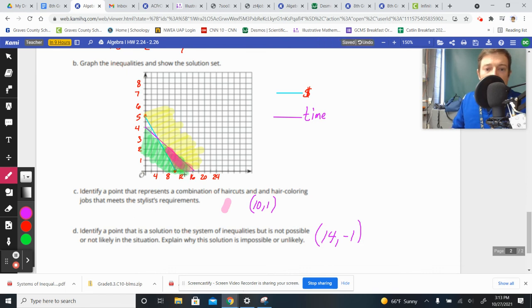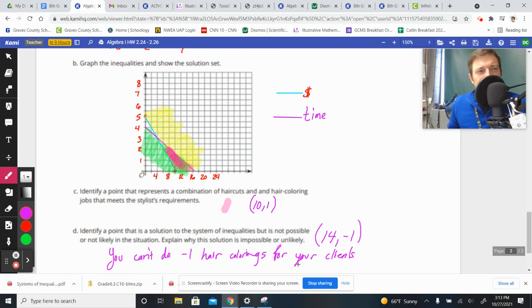It would be in our solution set, but it's not possible because you can't do -1 hair colorings for your clients, right? I guess maybe your clients could come in and give you a hair coloring and pay you, but I don't think that's going to happen. So that's impossible or unlikely, right?